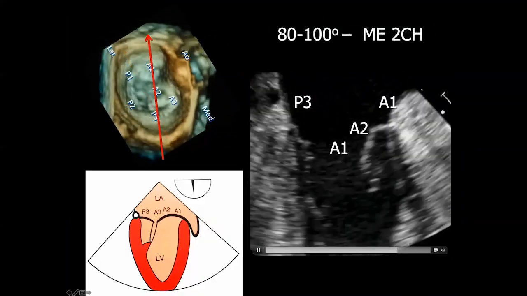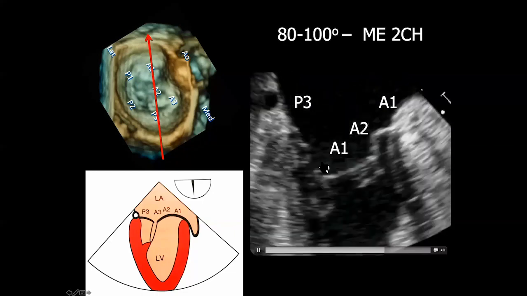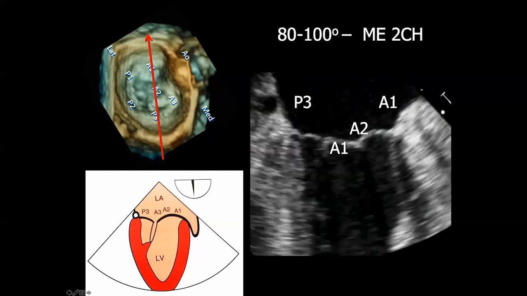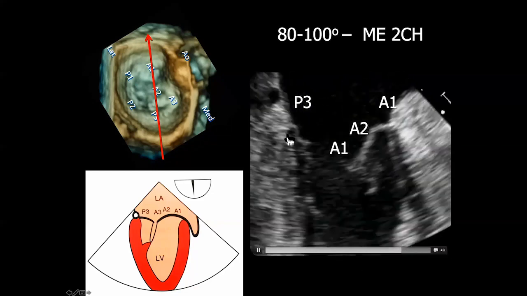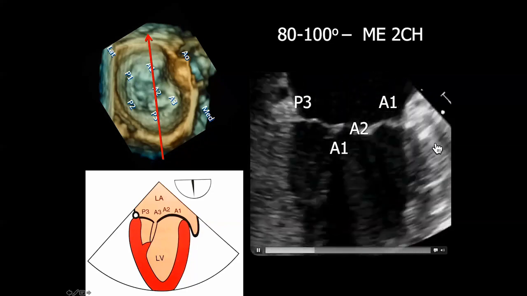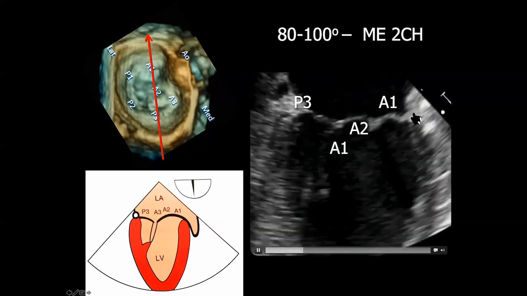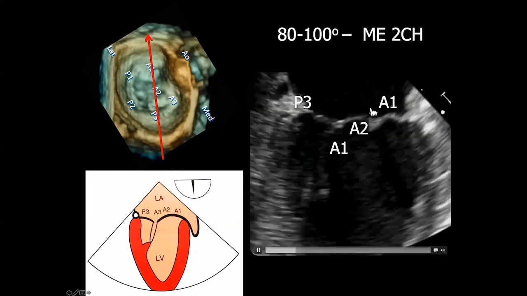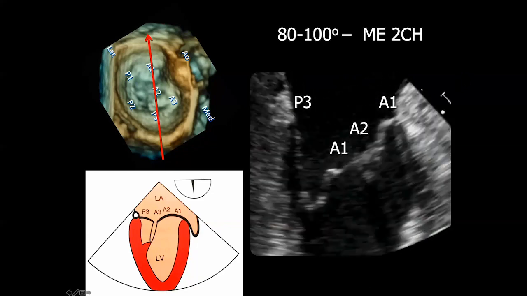Here's the 90-degree view approximately, so 80 to 100. And you can see here already there's the coronary sinus, and we said that the coronary sinus is close to A3 and P3. So this leaflet here is P3. And the leaflets here, you might actually be seeing more than one leaflet. And in this case, it's probably A1, A2. So this side is a little more difficult to assess, but you can appreciate P3 in this view.